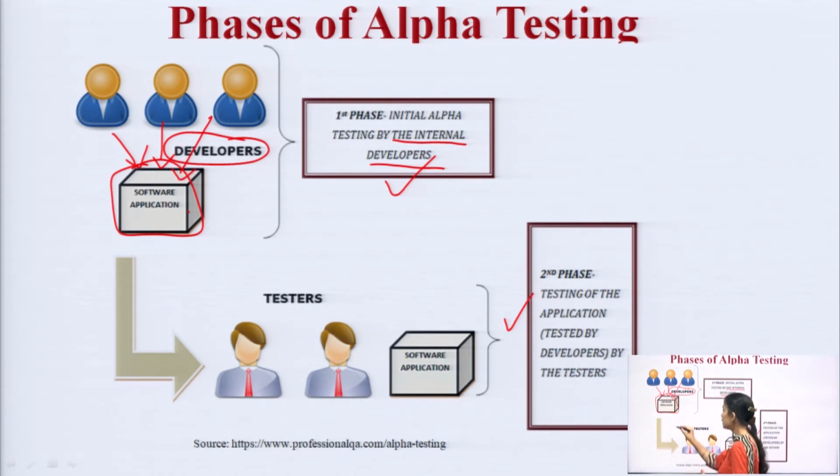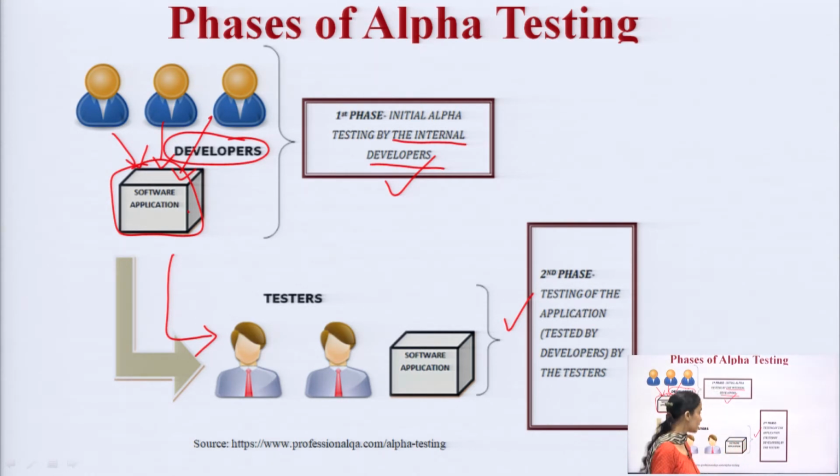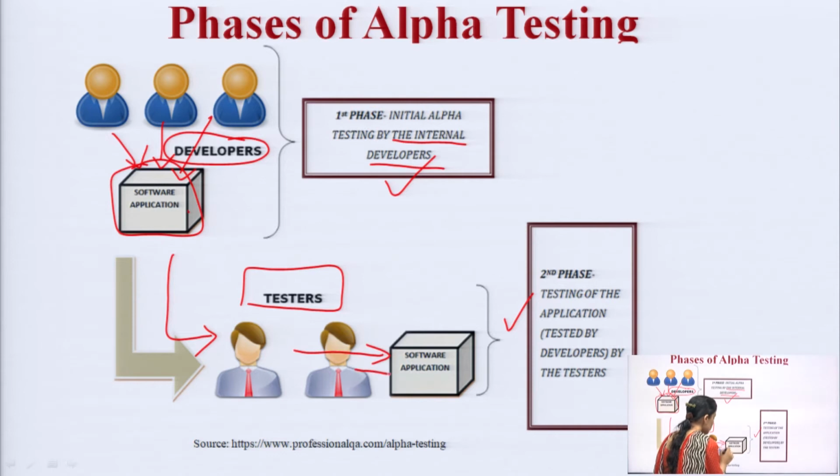Then starts the second phase of alpha testing. This second phase of alpha testing is done by the testers. The testing team is going to check it to find as many bugs as possible. So, the second phase is the testing of the application, and it will be done by the testers.